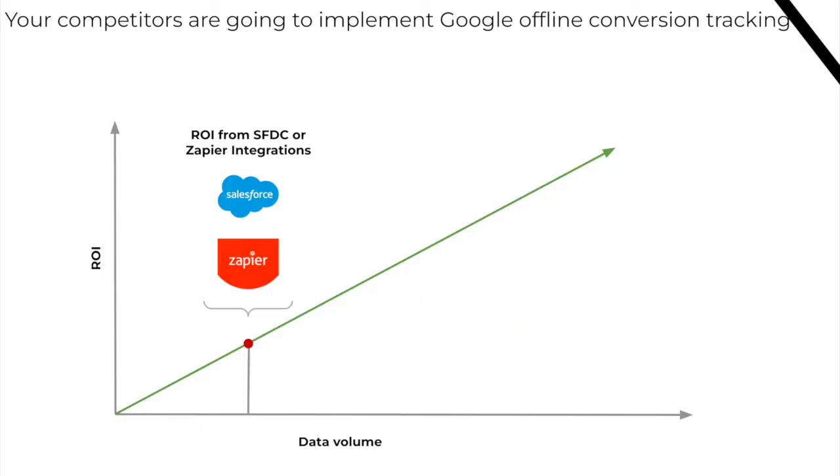Now, here are the available integrations, and there's a Salesforce integration, there's a Zapier integration. And so when you use these integrations, you have to do some custom coding on your side to feed the right information from Salesforce into Google's API.